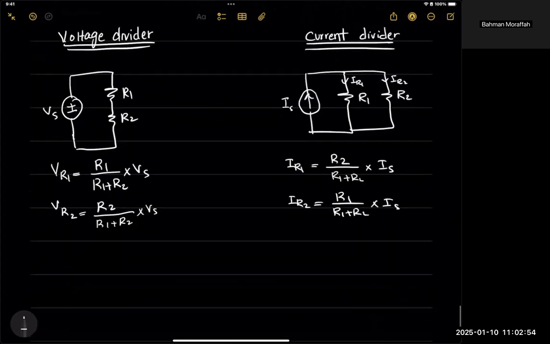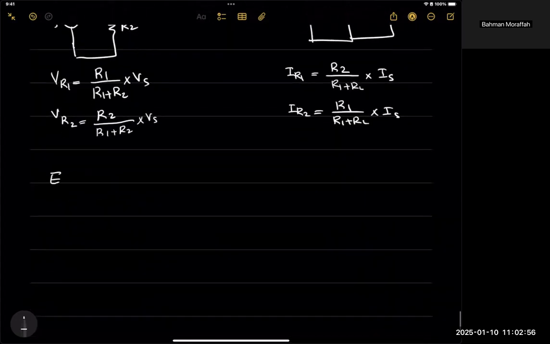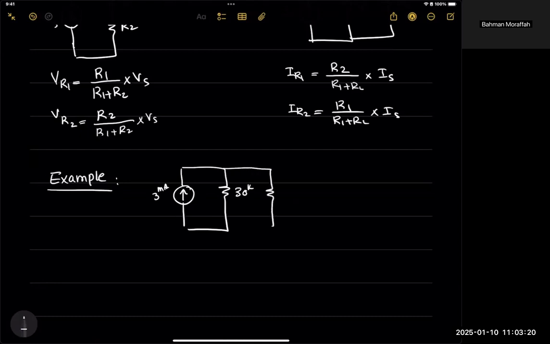Okay, let's just do an example for the current divider. Let's say I am given a current source, and the value is 3 milliamps, and it's followed by two resistors, 30K and another one that is 60K. And the question is, what is the current through these two?